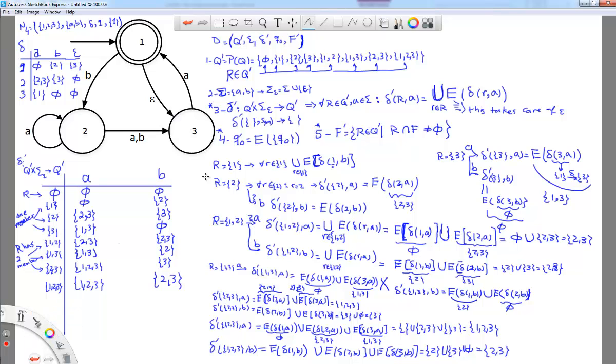Let me actually change my color here. So Q sub 0 is going to be E of Q sub 0, which is going to be E of 1. So here step 4: Q prime 0 is going to be E of {1}, which means all the states that are reachable from 1. So I'm in 1, and then in 1 with epsilon, I go to 3. So this is going to be {1, 3}. So that's my start state.